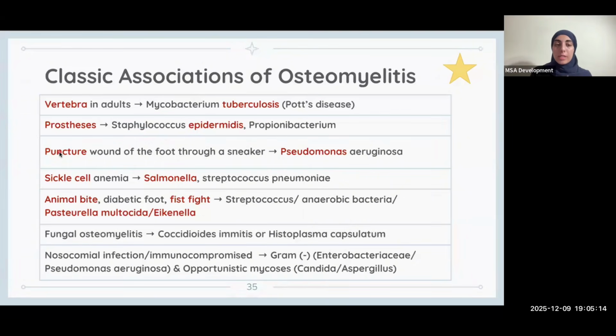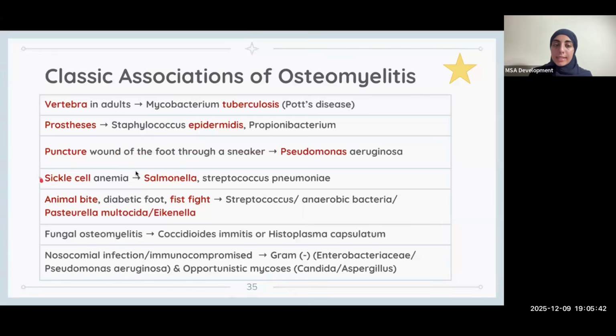Now, the next one is if someone has a puncture wound in their foot through a sneaker. It's a very specific association, just know it. But if you imagine someone having a puncture wound through their foot and they get osteomyelitis, you have to be very suspicious about Pseudomonas, okay? Puncture wound, Pseudomonas. Prosthesis, epidermidis. Vertebra, and someone with TB, this is Pott's disease.